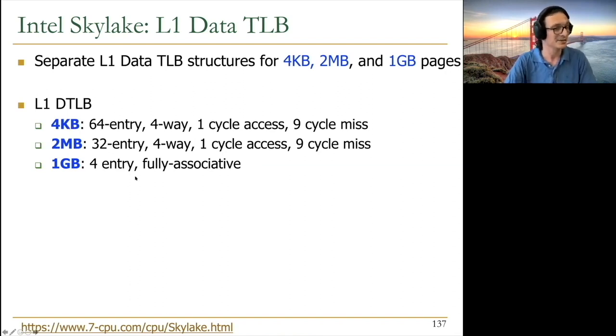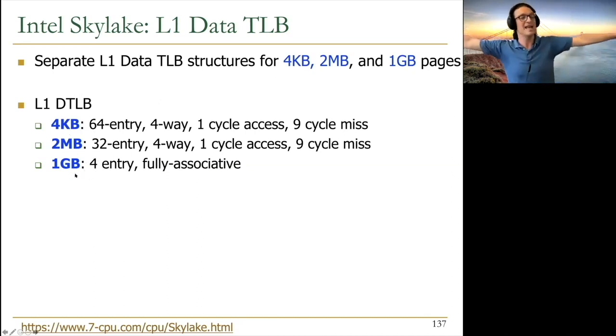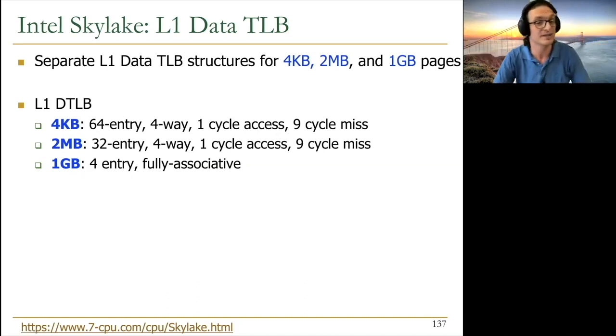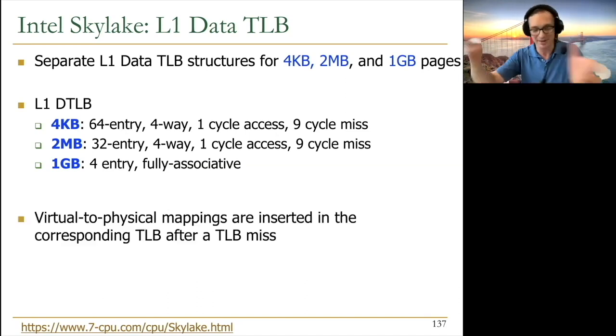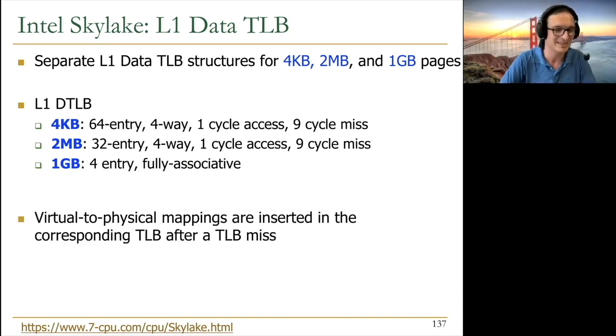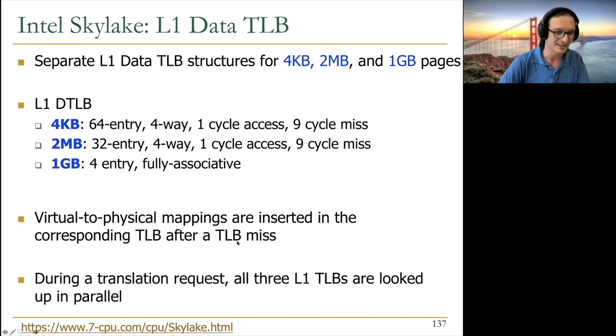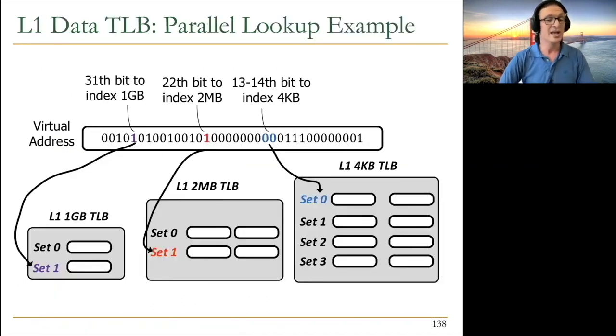That's too bad. So this TLB is actually quite powerful. Even though it has fewer entries, it's very powerful because it really spans a 4 gigabyte portion of the virtual memory, but also physical memory. I mean, if you think about it from that perspective, right? And virtual to physical mappings are inserted into the corresponding TLB after a TLB miss, clearly. And during a translation request, all 3 L1 TLBs are looked up in parallel. So now you can see that it's complicated. And having multiple page sizes clearly complicates the picture.